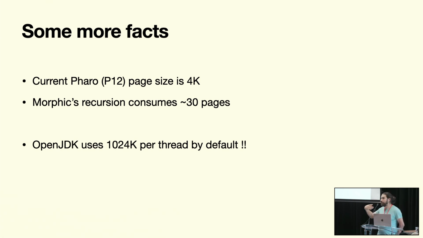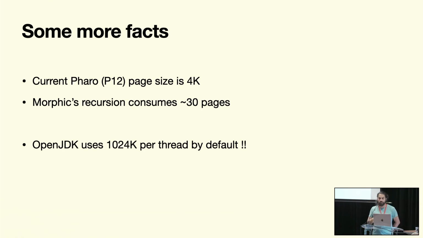Morphic, just drawing Morphic, since it is a highly recursive algorithm, or even running the Pharo compiler, takes a couple of pages. Morphic takes around 30, so we have a lot of them. But the thing is that it trashes a lot in the heap. The OpenJDK uses 1 megabyte. So maybe we can do something better.